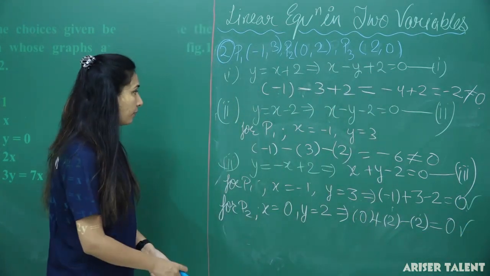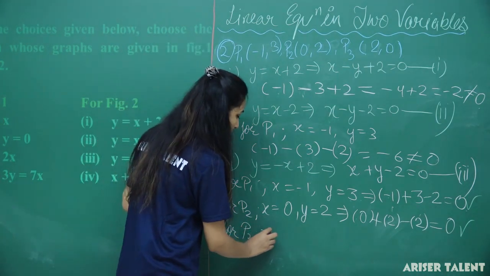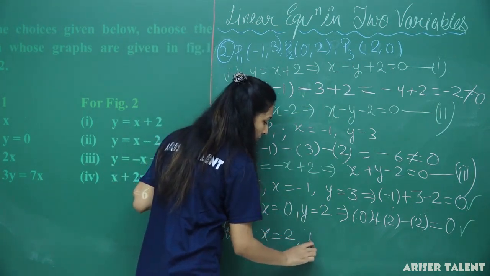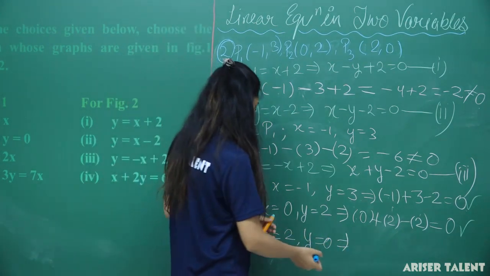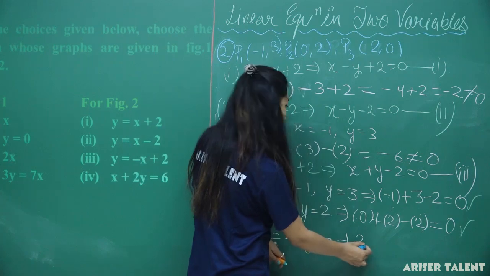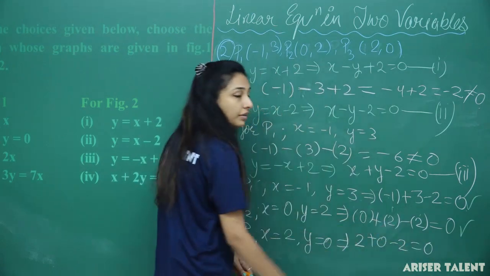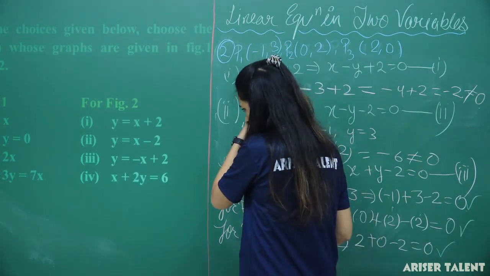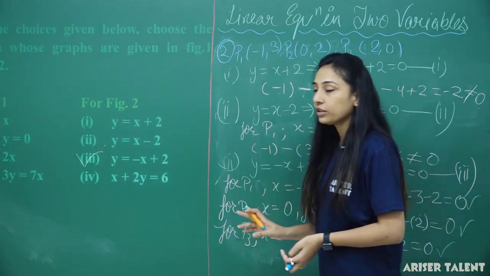Now, for P3, we don't need to check, but we are checking it anyway. X for P3 will be 2 and y will be 0. So, now this implies the equation will be x is 2 plus y is 0, minus 2. This is also 0. So, that means it is also satisfying. That means, students, this equation number 3 is the equation for the graph.